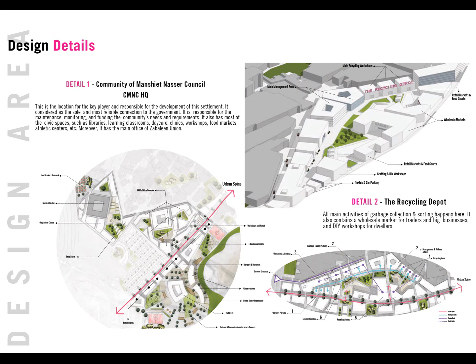My next detail is the CMNC headquarters. It includes a complex of different NGOs, offices, retail stores, workshops, education facility, daycare and nurseries, grocery and food markets, a medical center with outpatient clinics, and an athletic center with leisure and recreation area for special events.